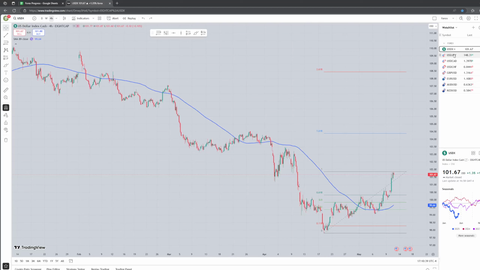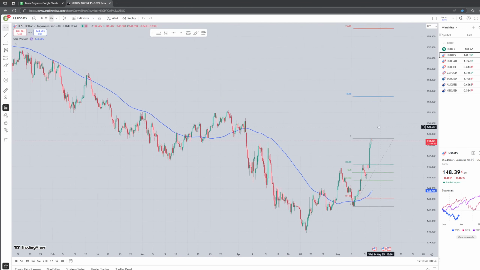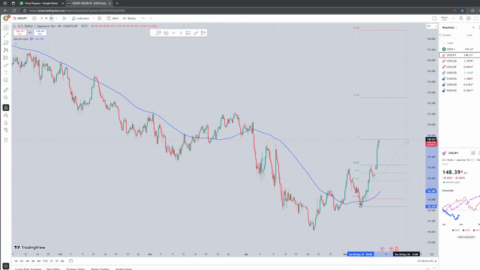Okay, now let's analyze each forex pair individually. So first we have USD Japan Yen. We have the market going up like this, up, retracement, up, and we have a really nice up leg forming right now. So we're going to wait for the market to retrace into a good zone, at least a 50 to 60% zone here. Then it would be a perfect opportunity to buy USD Japan Yen.